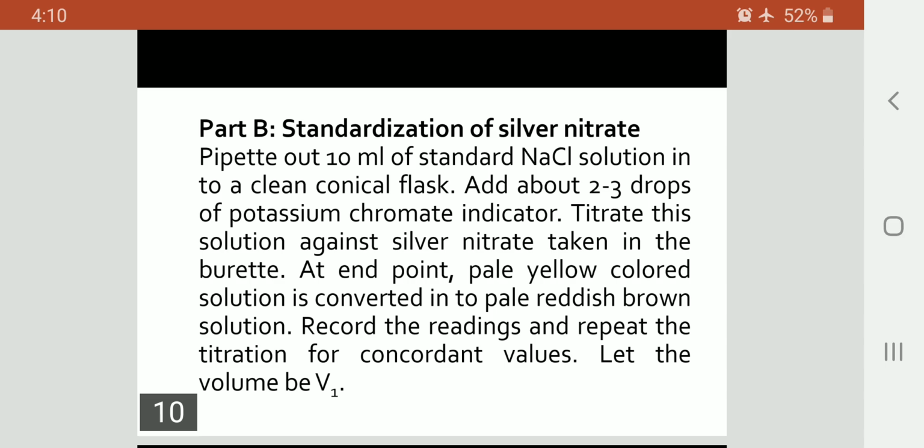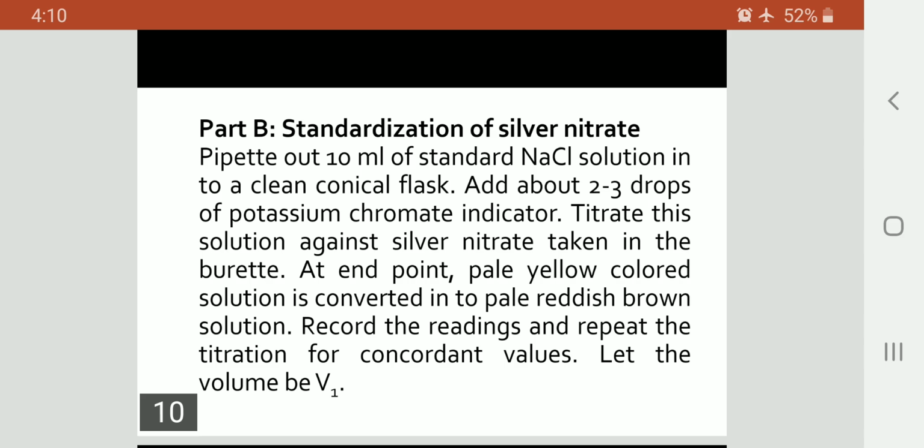You are not going to get a very sturdy white color, but your solution will slightly turn whitish yellowish, and that indicates that the formation of AgCl is taking place. Once all the chloride ions are attached with silver and one extra drop of silver nitrate is added to the analyte, you are going to see this pale yellow solution converting into pale reddish brown.